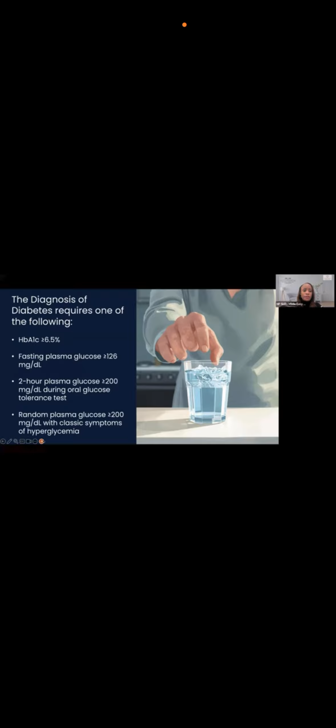Again, the A1C: for us to be able to say that this is diabetes, the patient's A1C has to be higher than 6.5. Or it could be that the fasting plasma glucose is greater than 126 milligrams per deciliter, or the 2-hour plasma glucose is greater than 200 on your OGTT test. And then, of course, it also could be a random plasma glucose greater than 200 with classic symptoms of hyperglycemia. In this patient's case, the patient has some classic symptoms that you're able to see.